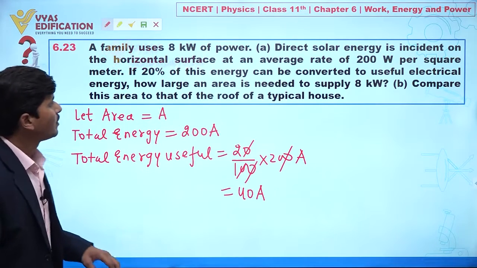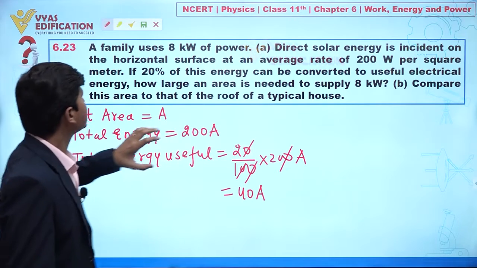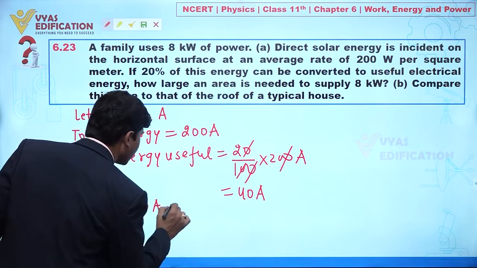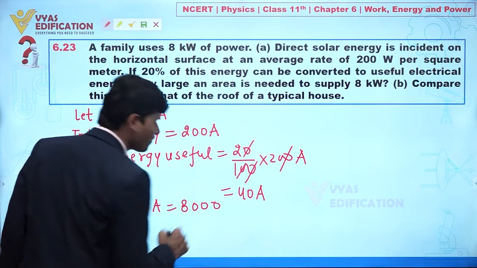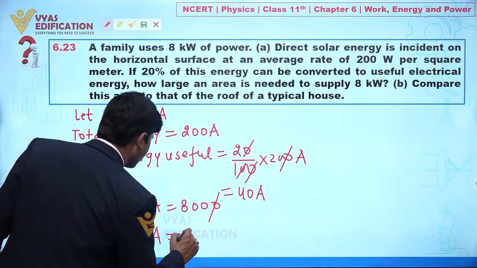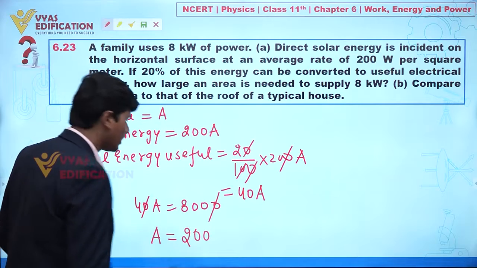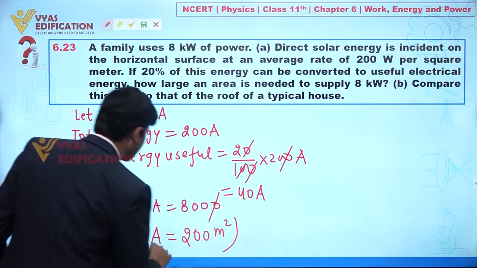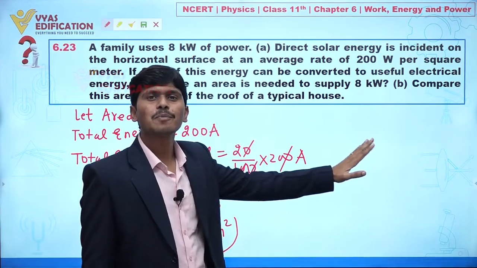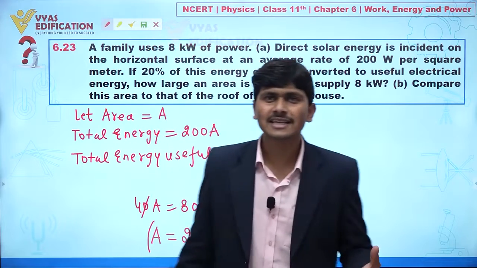Now the total energy that is incident on the surface is 8 kilowatt. So I can say 40 A should be equal to 8000. This one and this one cancel out, so area A is given by 200. So 200 meter square. The first part is asking how large an area is needed to supply 8 kilowatt. So definitely 200 meter square area is required.